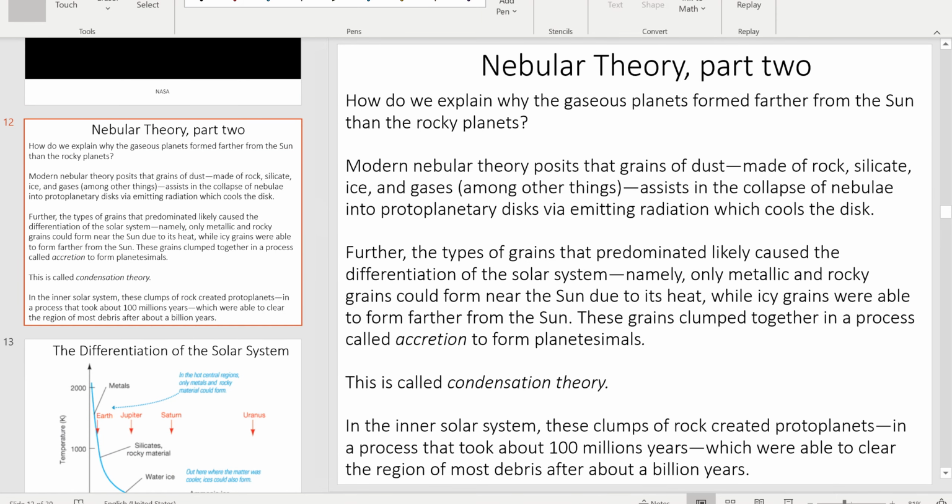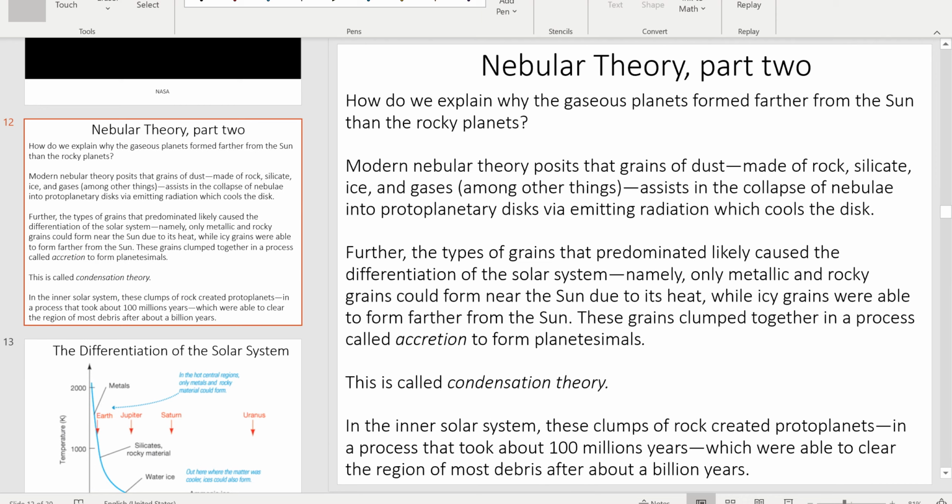Let's talk about Nebular Theory Part 2. So far, we've been trying to explain why the solar system is a small disk, small compared to a nebula, why it is flat like a pancake, and why the planets are orbiting all in the same direction.